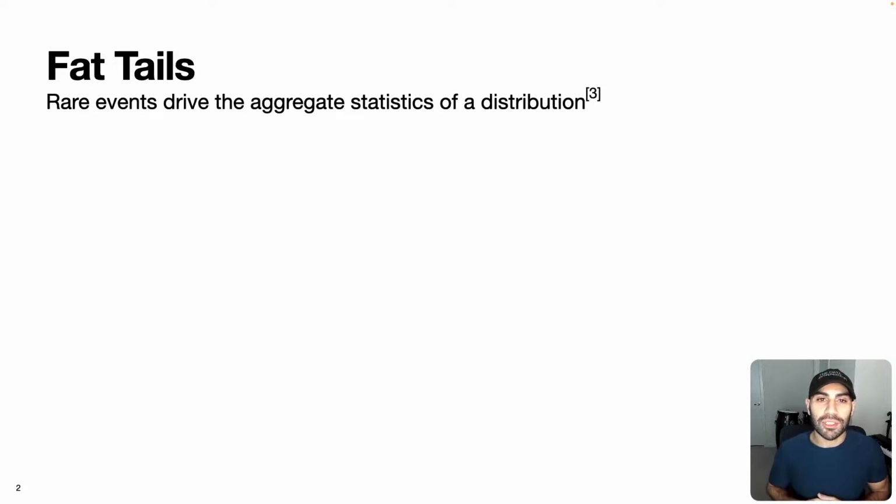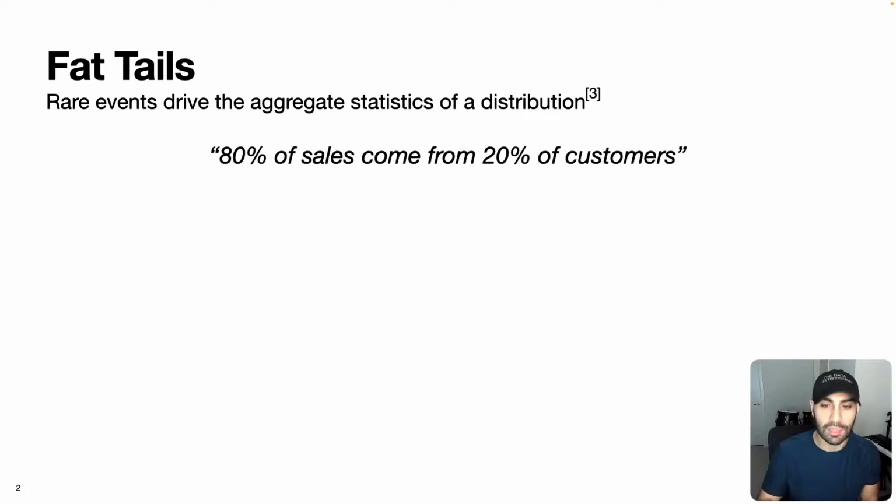So jumping right into it, in past videos of this series, we've been talking about fat tails, which we defined as when rare events drive the aggregate statistics of a distribution. We saw a salient example of this in the Pareto distribution, where, for example, 80% of sales may come from 20% of your customers. But this idea of fat tails is much more general than any particular distribution.